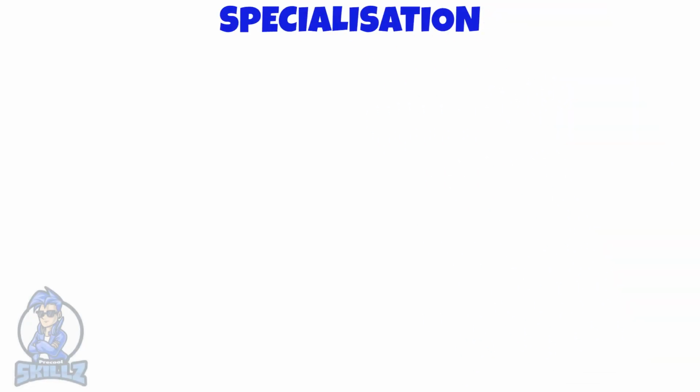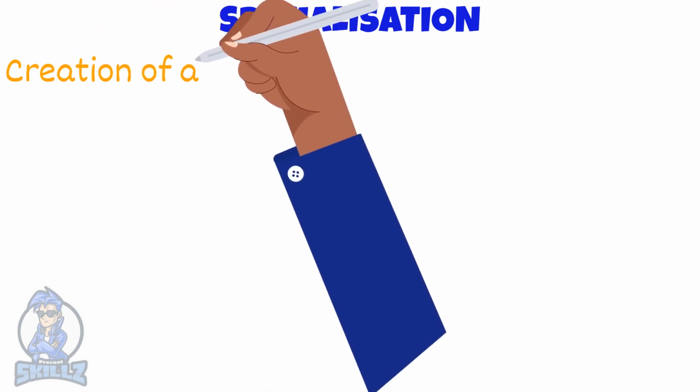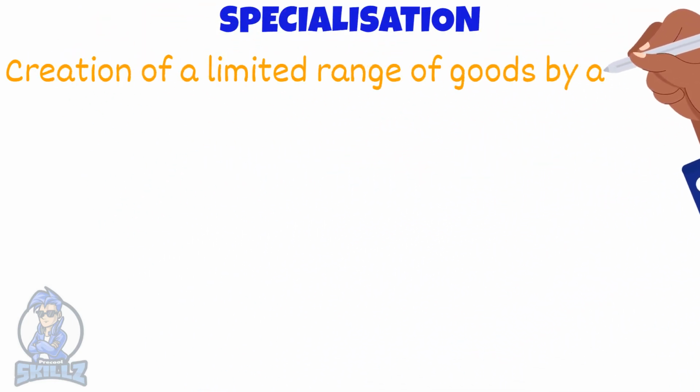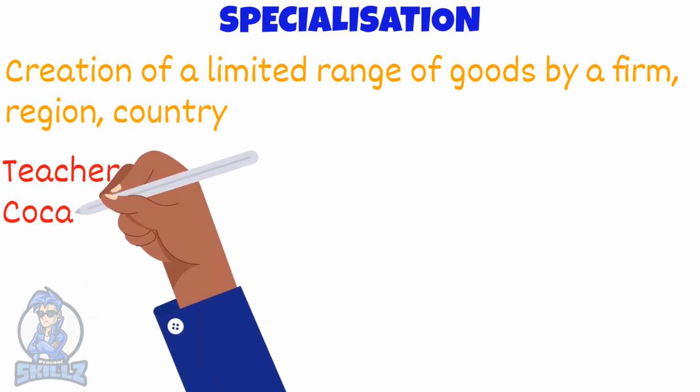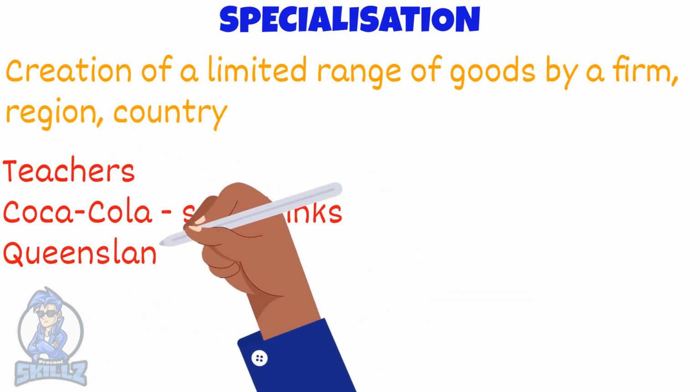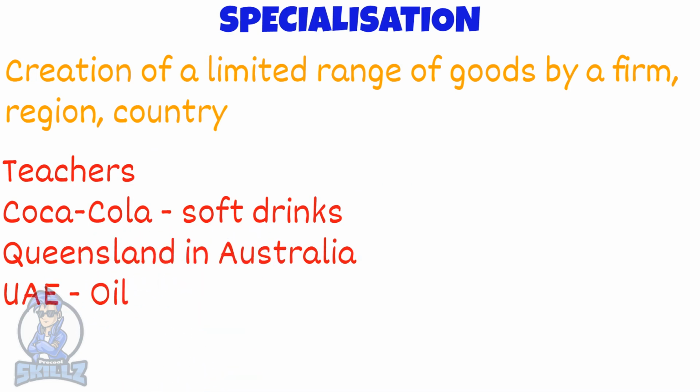So first, we'll look at something known as specialization. Specialization is the production of a limited range of goods by an individual firm, region, or country. Some examples include teachers, firms such as Coca-Cola, Queensland in Australia, and UAE, which specializes in oil. Okay, we'll dive in deeper.